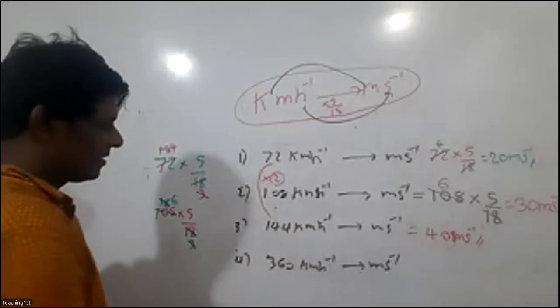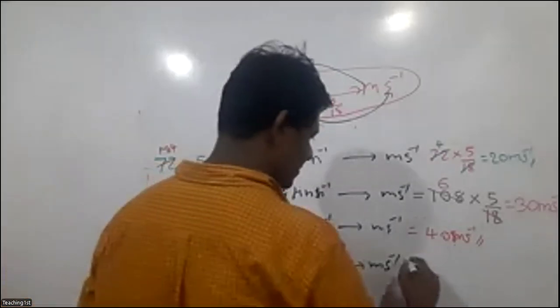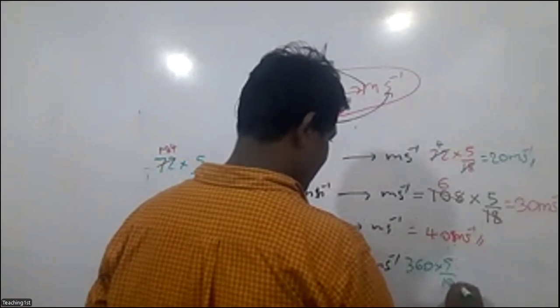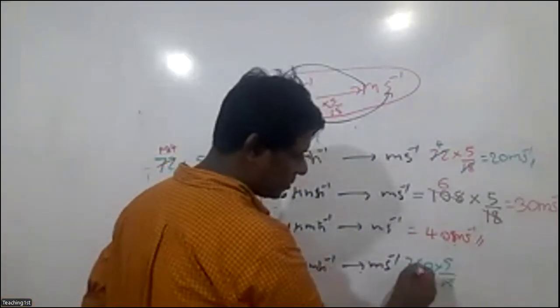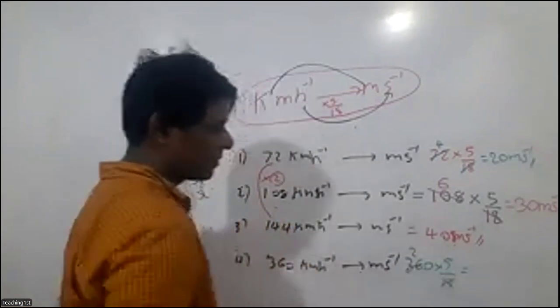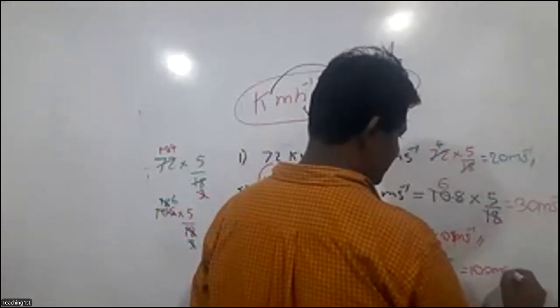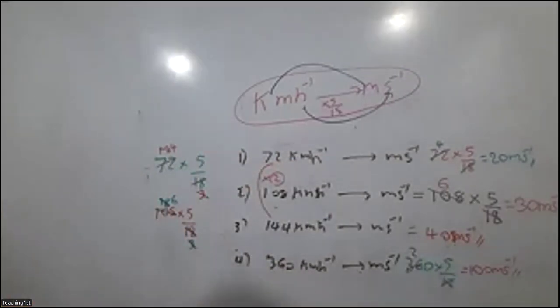Okay. So 60, let's do it. So here, see, 18 times 2 is 36. This 20 times 5, 100. 100 meters per second.